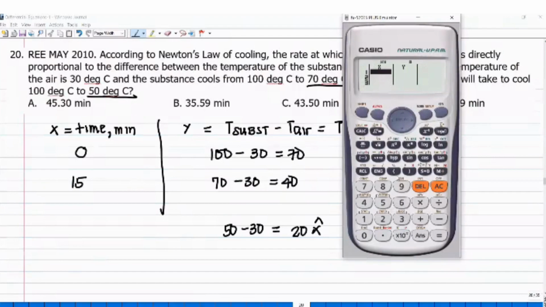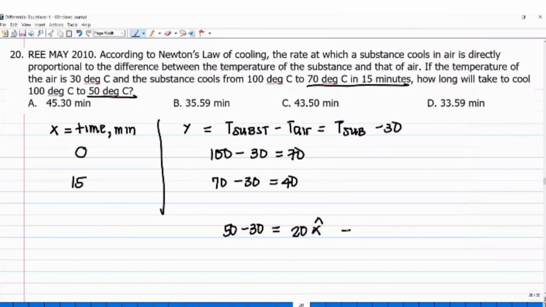So mode 350, equals 15 equals. Then dito 70 equals. Then 40 equals. Then press on. Then 20 shift 154. So 33.58 minutes. So nearest to letter D.